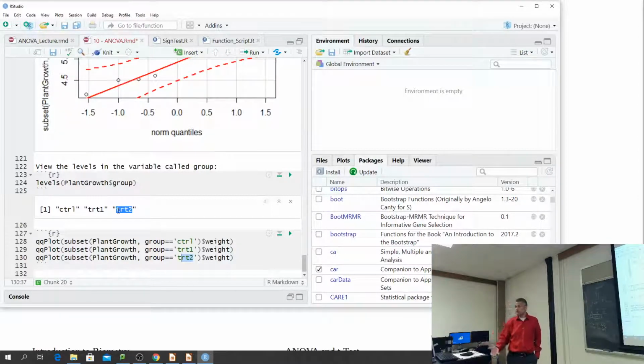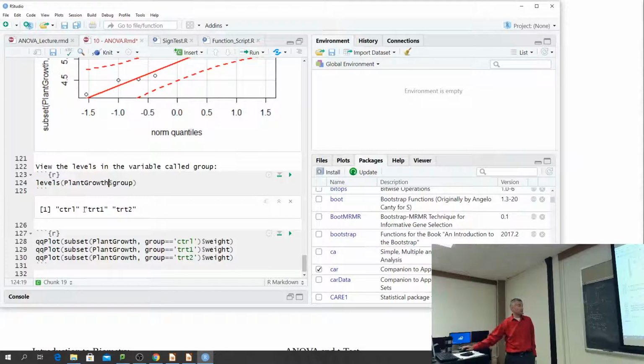Summary would do the same thing, usually. I do think there's an upper limit on how many levels it gives. It'll give maybe the first 5 levels or so, and then it'll say other for all the rest, which doesn't really help us if we have a lot of levels. But this gives us a way to quickly view how many levels we have in that variable.